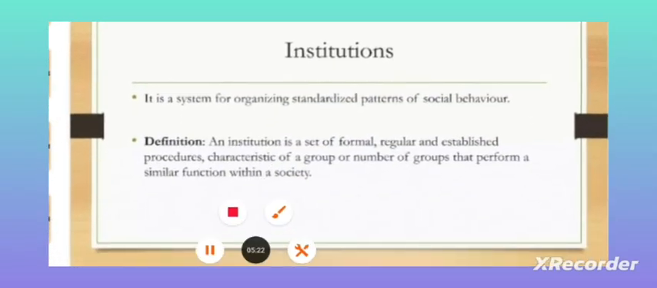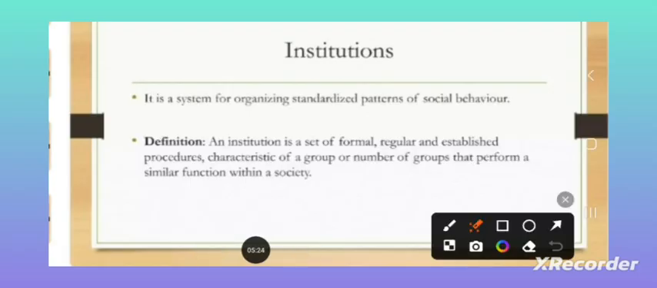Institution. It is a system of organization, a standardized pattern of social behavior. Social institutions are the established, organized ways a society meets its basic needs. They provide the rules, roles, and predictable processes for people to interact on important issues.